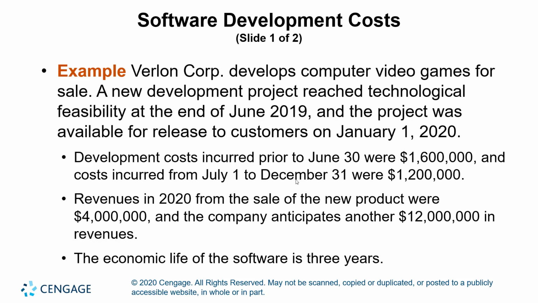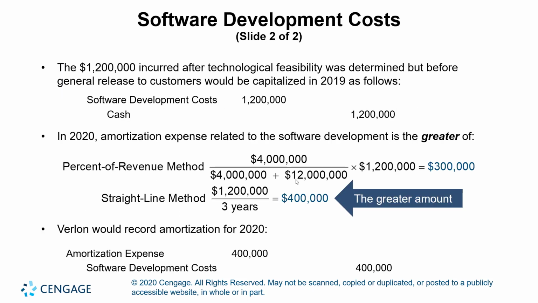An example of software development costs: a company develops a computer game. A new development project reached technological feasibility in June 2019. The project was available for release in January 2020. The development cost prior to June was $1,600,000, and the costs incurred from July to December were $1.2 million. Revenues from the sale of the new product in 2020 were $4 million, and the company anticipates another $12 million. The economic life is 3 years.